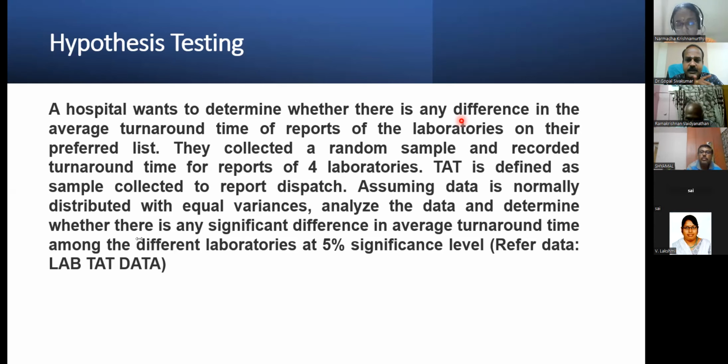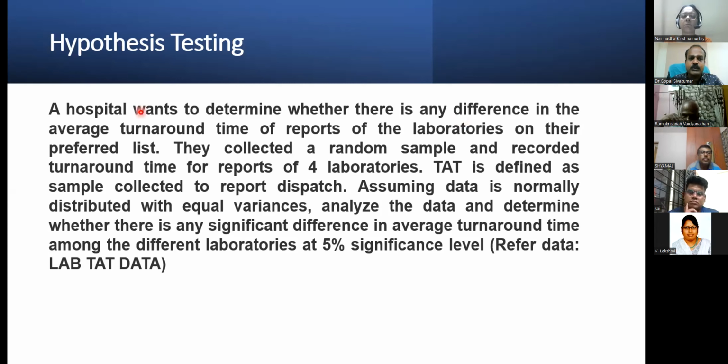So the average turnaround time has to be equal. That is your requirement. That is your expectation. That is your belief. Whether that belief is correct or not, whether the null is true or not. Will you end up rejecting your null, or will you end up not rejecting your null? If you end up rejecting your null, it simply means one of the laboratories is significantly performing in a different manner. There is a significant difference in one of the labs.